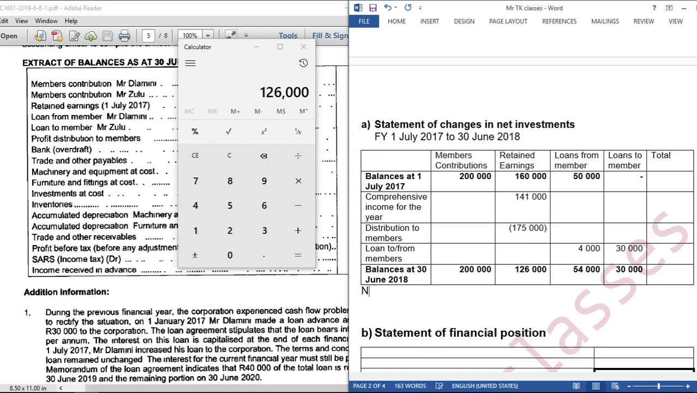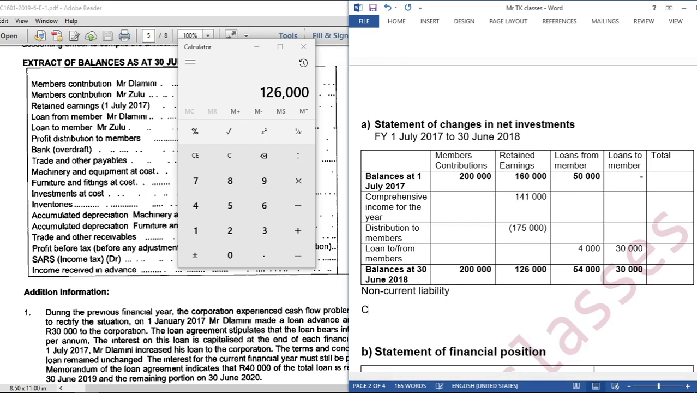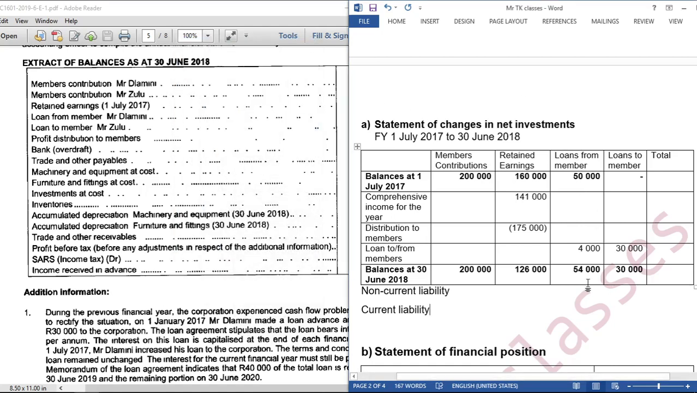126,000. All right, so here we also need to say non-current liabilities. Okay, let's just say non-current liability, and let us also say current liability. All right, this is in respect to loan from member, because this one is a liability, this one is an asset. If you give a loan to a member, it means that's an asset. If you get a loan from a member, that's a liability.